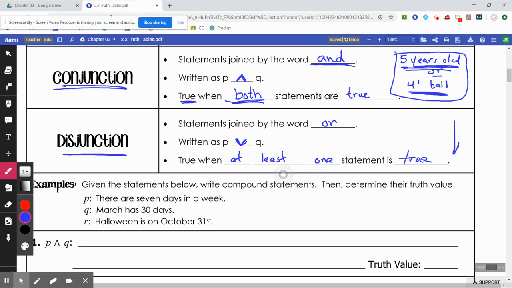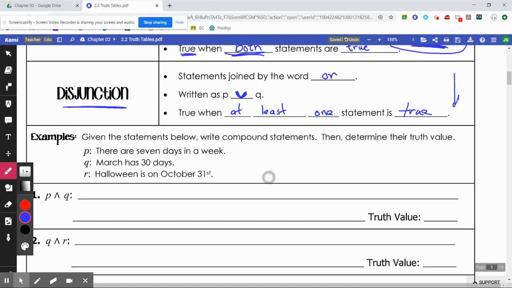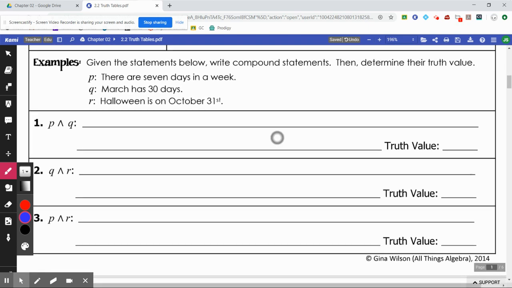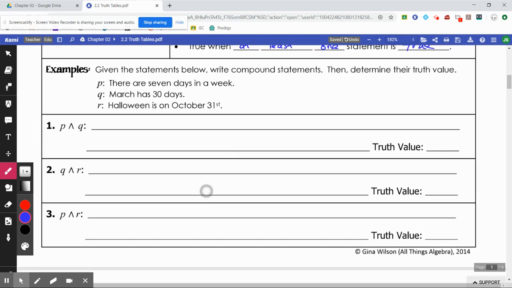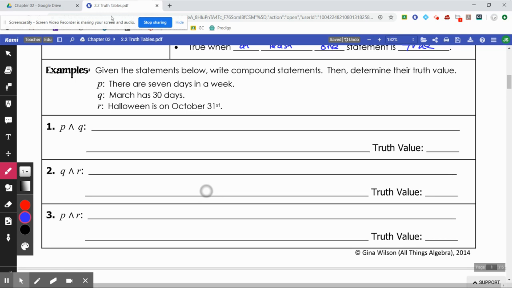So if it's an or statement, in order to get a true, in this case, you can ride, at least one must be true. Now let's go through these and look at some of these truth values, these truth statements, and see if we can figure out what their truth values are.